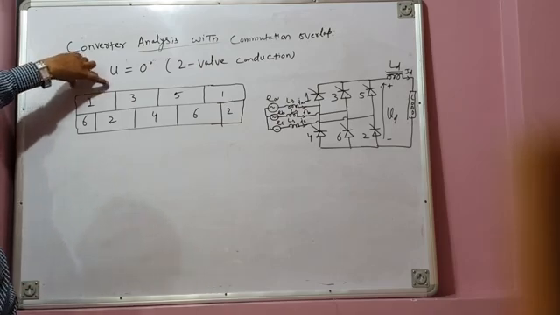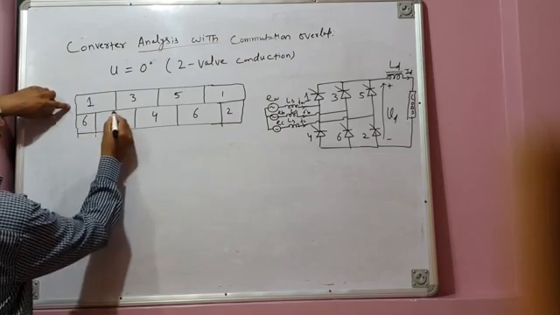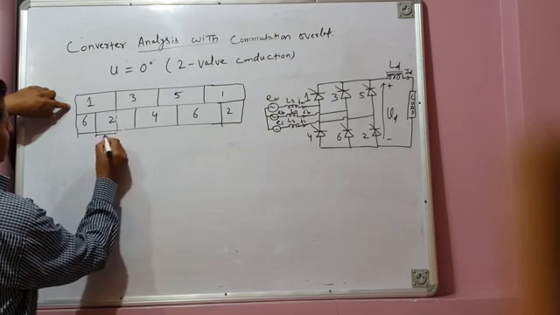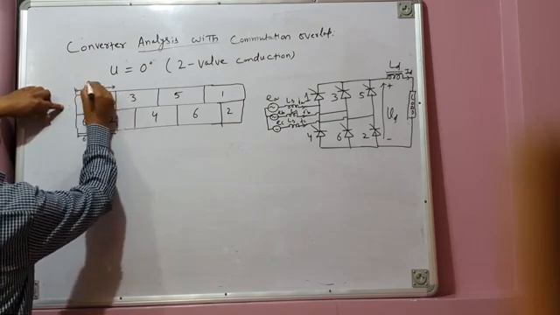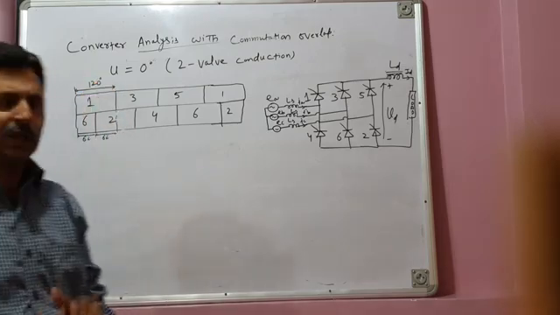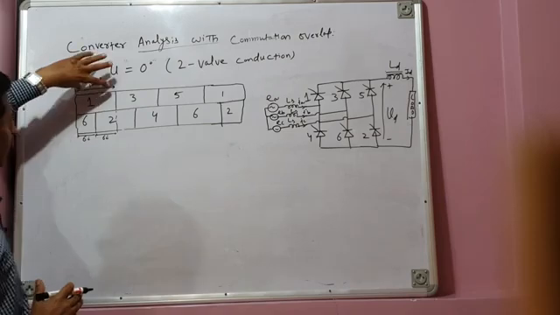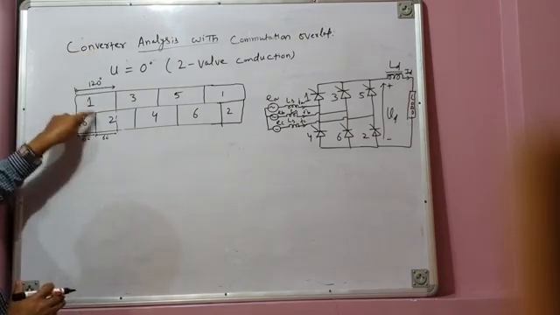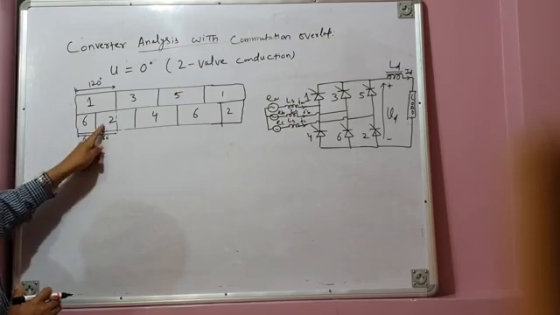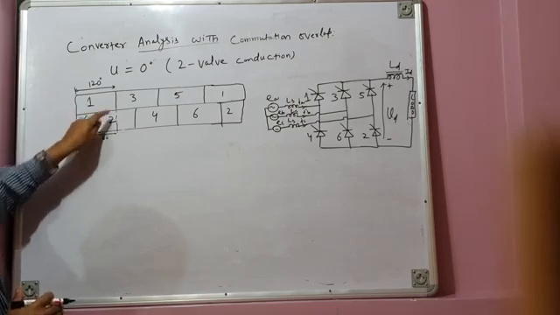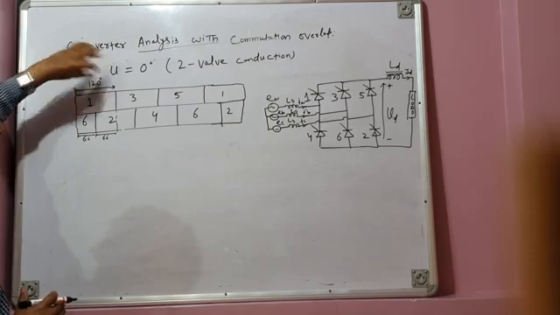This total interval is 120 degrees, and this interval, from here to here, is 60 degrees, and from here to here is also 60 degrees. You already know that each pair conducts for 60 degrees, but each valve conducts for 120 degrees. Valve 1 conducts for 120 degrees, first with 6, then with 2. Similarly, valve 2 conducts for 120 degrees, first with 1, then with 3.